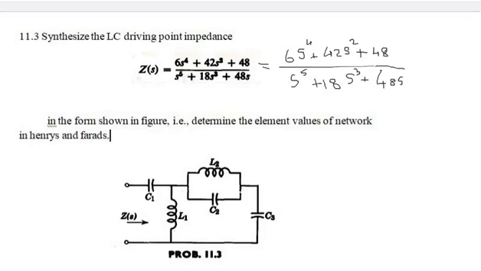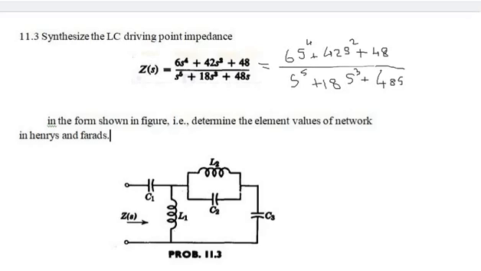Hello everybody. Today in this video we are going to see the textbook problem solution. This is the third problem in chapter 11. Synthesize the LC driving point impedance. That impedance function is given here in the form shown in the figure. Determine the element values of the network in henries and farads.